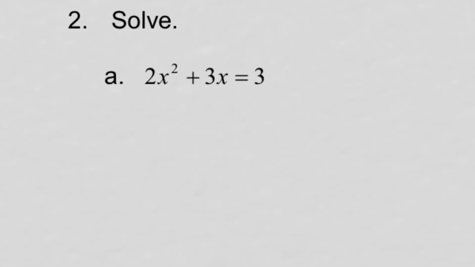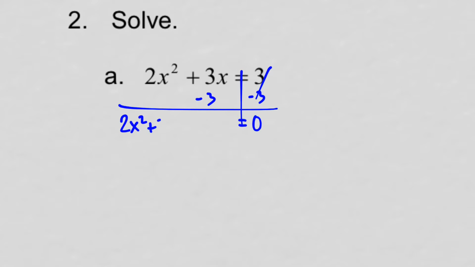Alright, let's move on to number 2. It says solve 2x squared plus 3x equals 3. Just like in the last few examples, I am going to write it in standard form. So I'm going to subtract 3 from both sides. I can cancel it on the right side and I'm going to get 0. On the left side, I'm going to get 2x squared plus 3x minus 3.